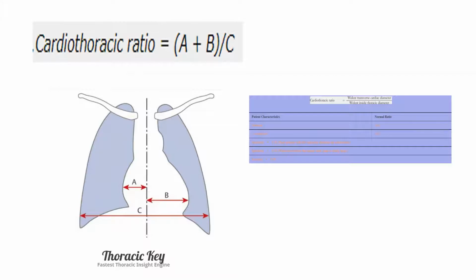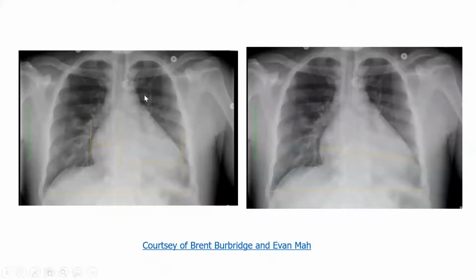Good. Now, this is the way you see here. The one on the left is the right way of checking it. You are dropping a line perpendicular through the spine, checking the widest on the left, the widest on the right, adding them together and dividing by the widest thoracic diameter. Doing it this way is faster, but less accurate. I wouldn't say this is starkly wrong, but it's not so accurate. Okay, it's better to go this way.